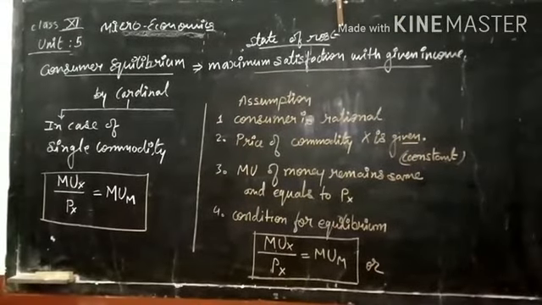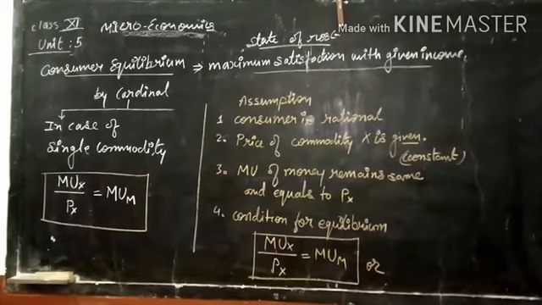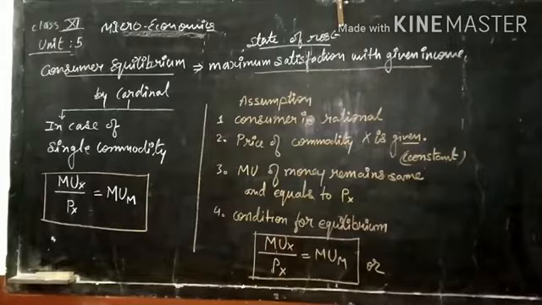To explain the consumer equilibrium with the help of cardinal approach in case of a single commodity, we assume some conditions. First, the consumer is rational. Rationality shows that the consumer wants to maximize his satisfaction. Second assumption, the price of commodity X is given and it remains constant. Third assumption is that the marginal utility of money also remains the same and it is equal to the price.